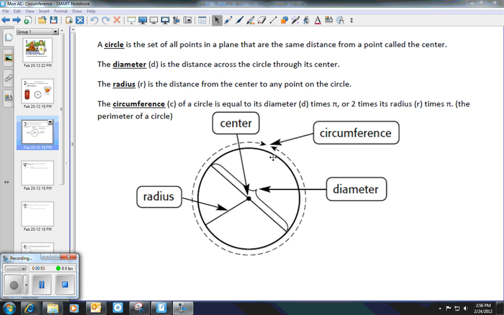We're also going to be able to use a formula to find the circumference of that circle. So let's remember that if it's radius from here to here and radius from there to there, that's two radiuses, radii, that make up one diameter. So there's two radii in one diameter. All right.